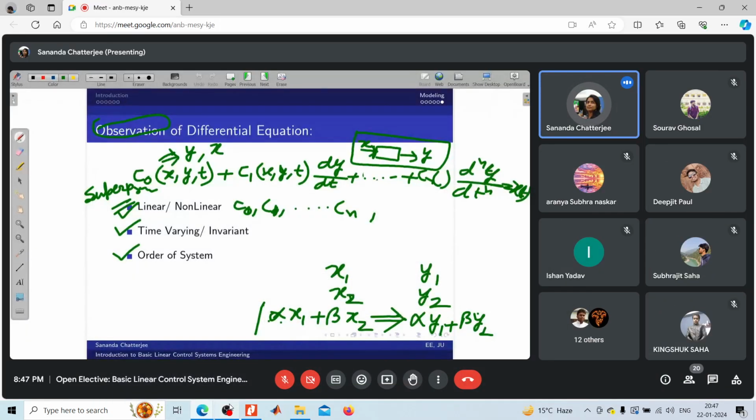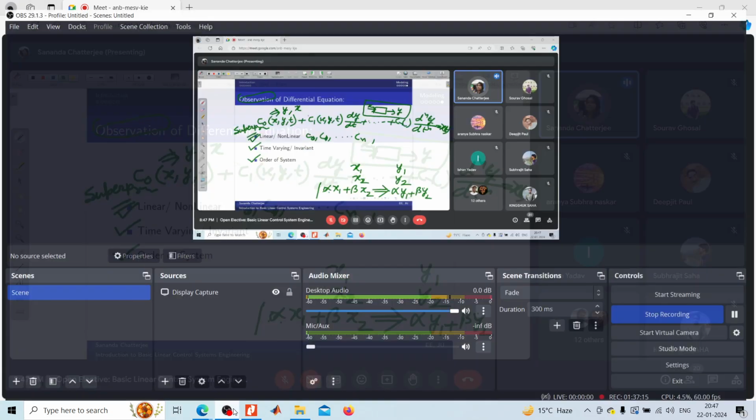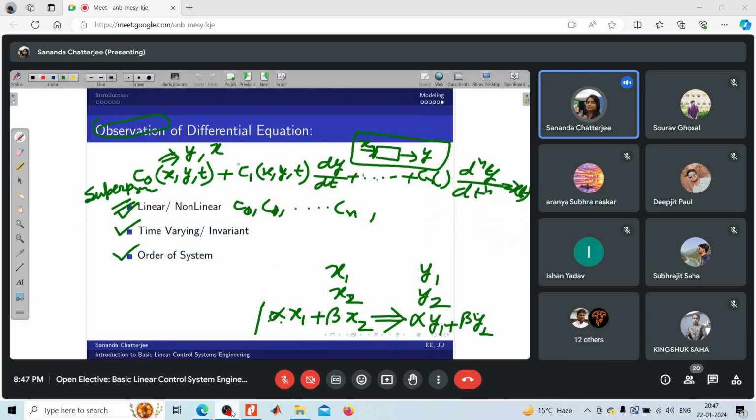Therefore, to be a time varying system, this coefficient C, C0 or C1, any one of these should be a function of x or y. No, time varying. I am talking about time varying. It should be an explicit function of t. Oh, sorry, madam. Okay, time varying. Linear or non-linear, I am not bothered about this.